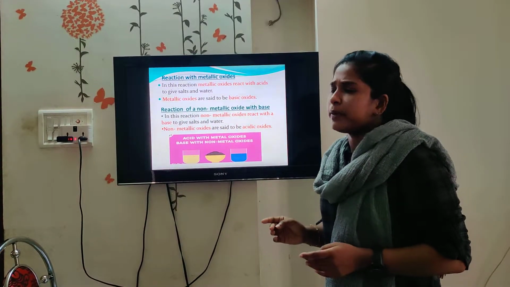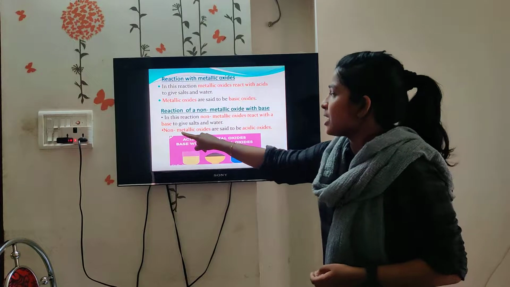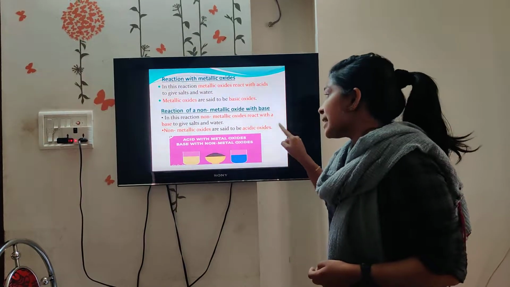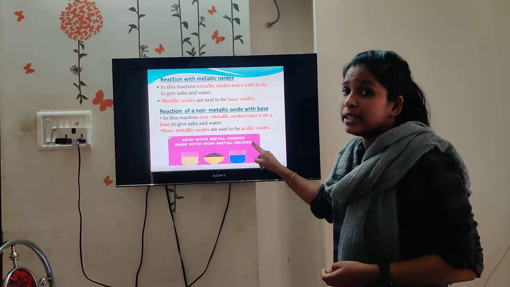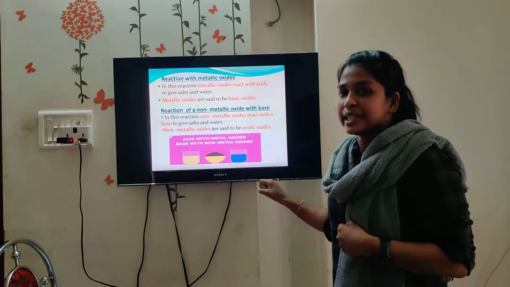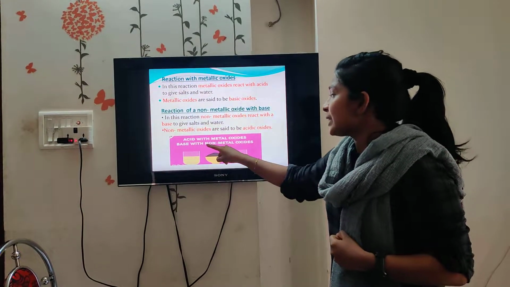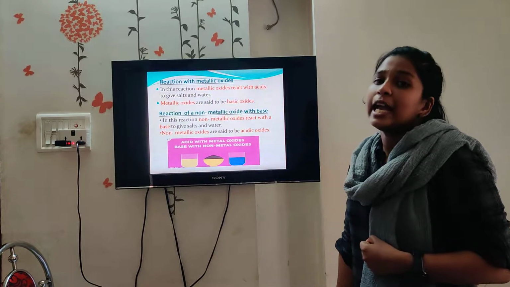Moving on to the next chemical reaction, reaction with metallic and non-metallic oxides. Here you have to remember one thing: metallic oxides are basic oxides, whereas non-metallic oxides are acidic oxides. So acid reacts with the basic metallic oxide to form what? To form salt and water. Here also neutralization reaction takes place. Base reacts with the acidic non-metallic oxide to form salt and water.